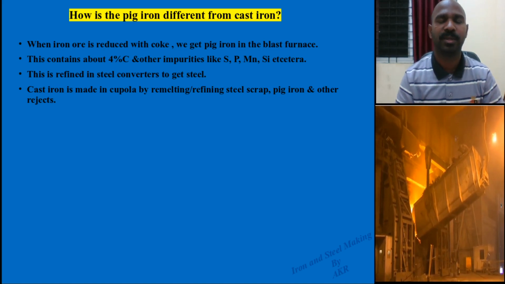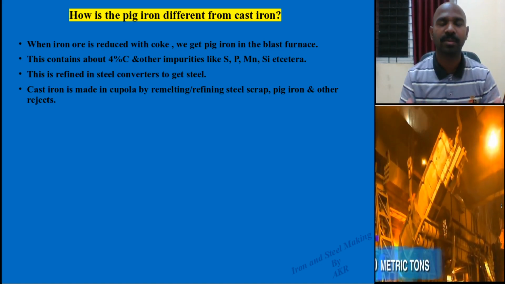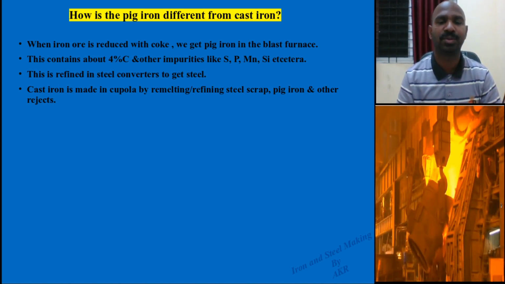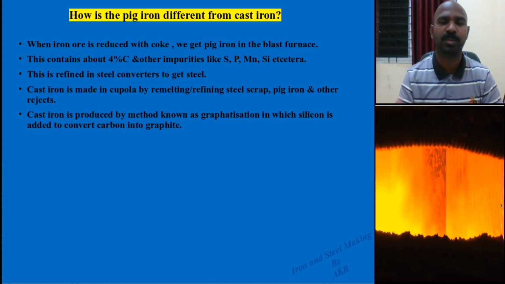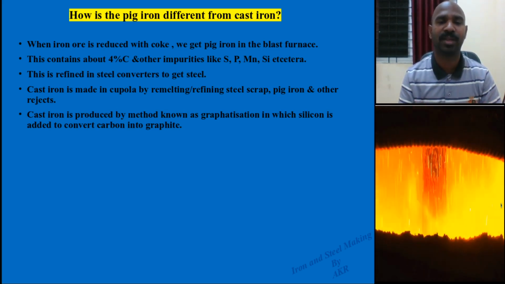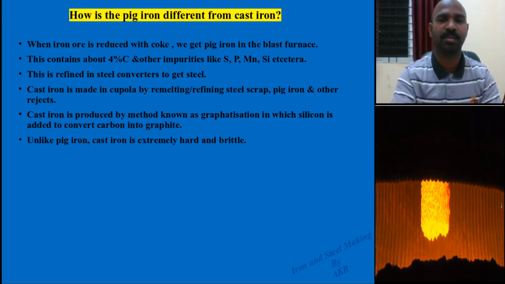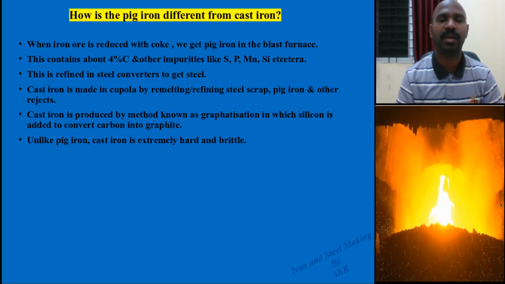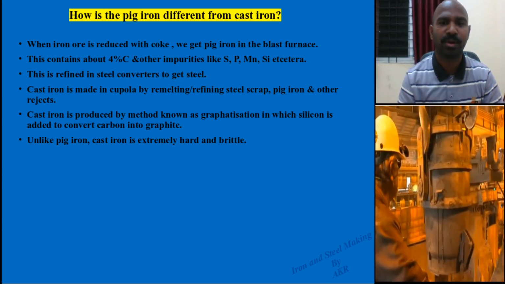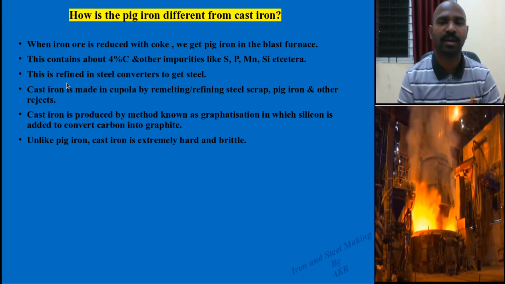and cast iron is made in the cupola furnace by refining steel scrap and pig iron and some other rejects such as slag material. The cast iron is produced mainly by the graphitization method, in which you add silicon to convert the carbon into graphite. Unlike pig iron, cast iron is very hard and brittle, whereas pig iron is comparatively less hard and less brittle. That is why pig iron is chosen to produce steel.